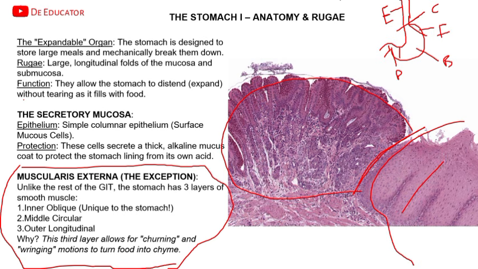But when it comes to the stomach, it's totally different. So we have inner oblique, we have middle circular, and we have outer longitudinal. Why is the stomach structured like that? It's structured because this third layer allows for turning and lingering motion to turn food to chyme, which is going to be moved to the duodenum.